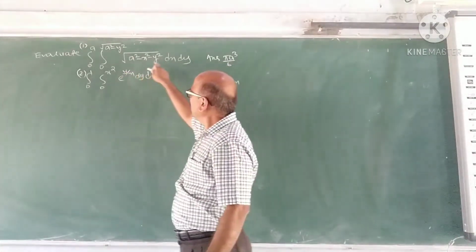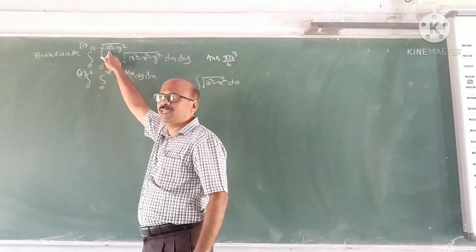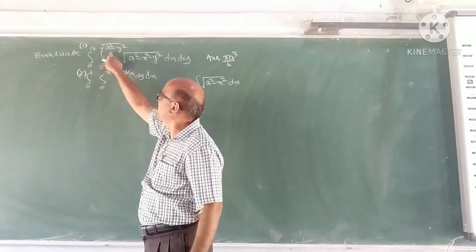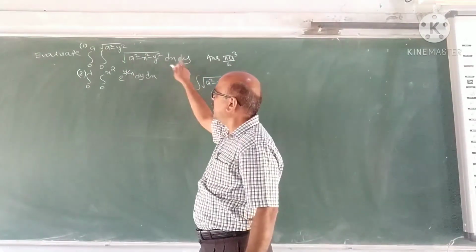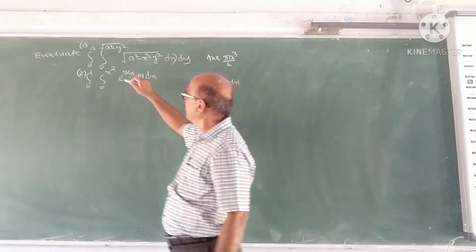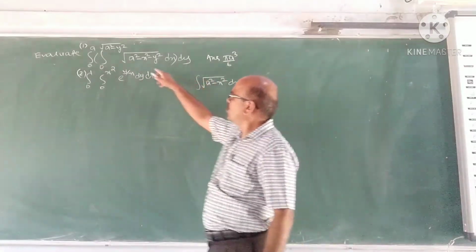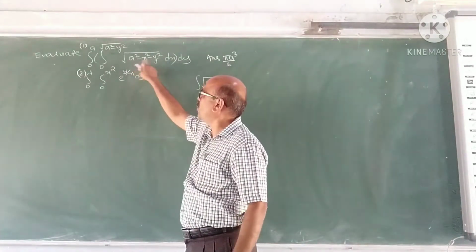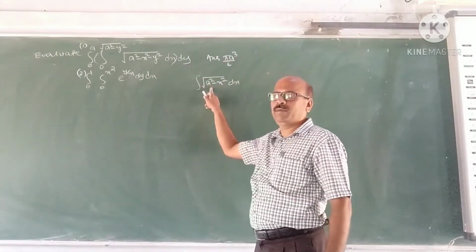Here what are the limits assigned to x? 0 and root a square minus y square. All of you follow this one, 0 and root a square minus y square are the limits assigned to x, and for y the limit is 0 and a. So we have to integrate with respect to x first. While integrating with respect to x, we have to take a square minus y square as constant and x is the variable, and apply this formula.